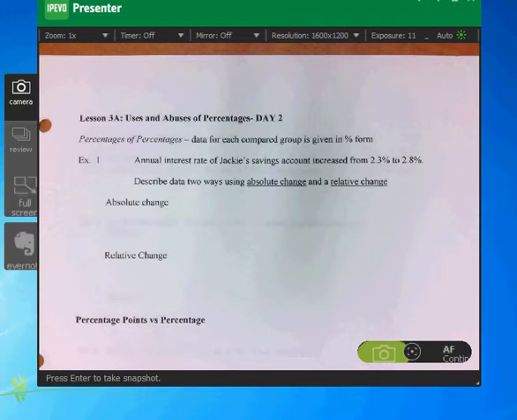So really a lot of confusing stuff here, but if you take a little bit of time and just break down what it's looking for in terms of what we've talked about as far as absolute change, relative change, and then what you're actually figuring out, it's really not that bad.